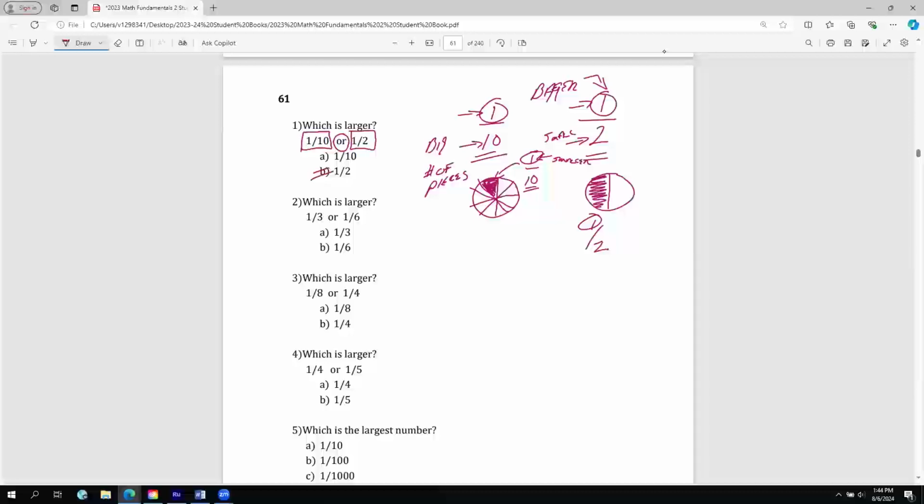So remember, as my denominator gets bigger, it just means that you're cutting into more and more pieces. It means that each individual piece is getting smaller. So let's take a look at number 2. You have 1 of 3 or 1 of 6. Which one represents a larger quantity?